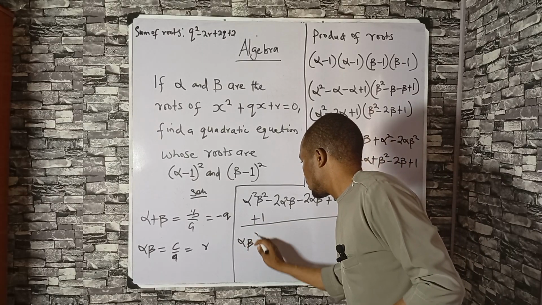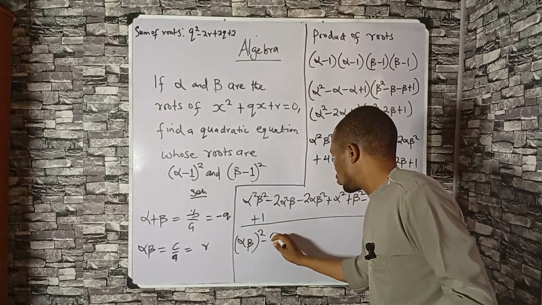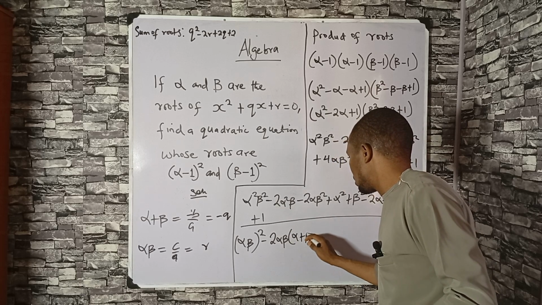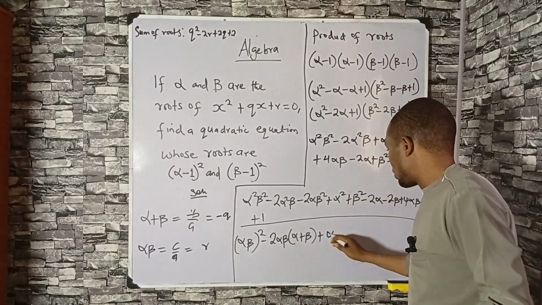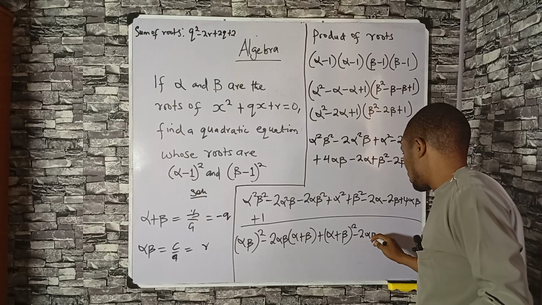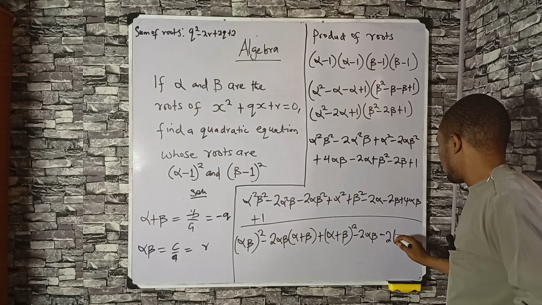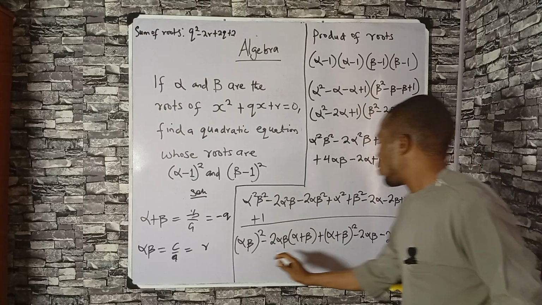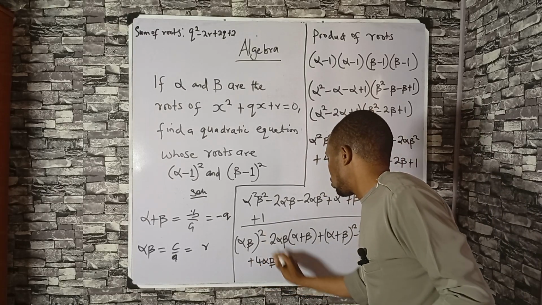alpha beta all squared minus, we are going to factorize. You see 2 alpha beta is common, so we have alpha plus beta there. Here alpha squared plus beta squared can be written as alpha plus beta all squared, then minus 2 alpha beta. For this one we have minus 2 here, alpha plus beta, because if you multiply this you have this. Then for 4 we have plus 4 alpha beta and plus 1 that is here.